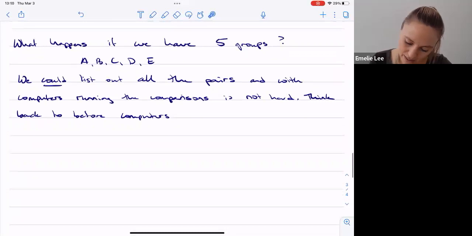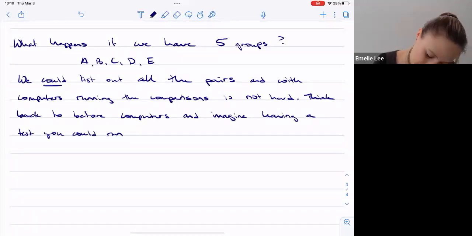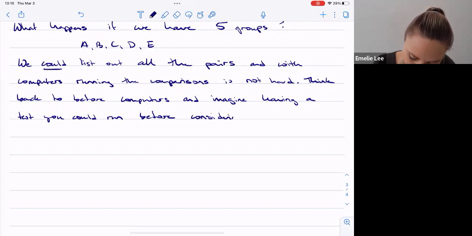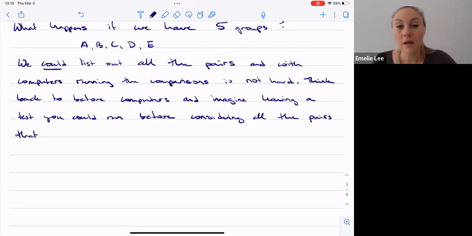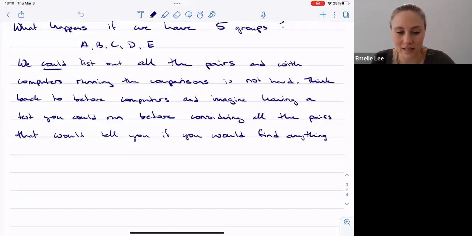Okay? So think back to before computers and imagine having a test you could run before considering all the comparisons, before considering all the pairs, that would tell you if you were going to find anything or not. And by find, I mean find anything significant or not.